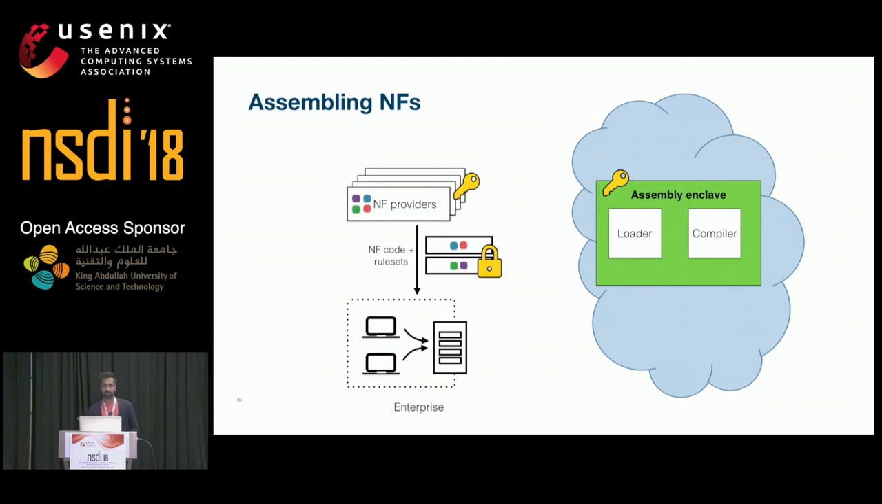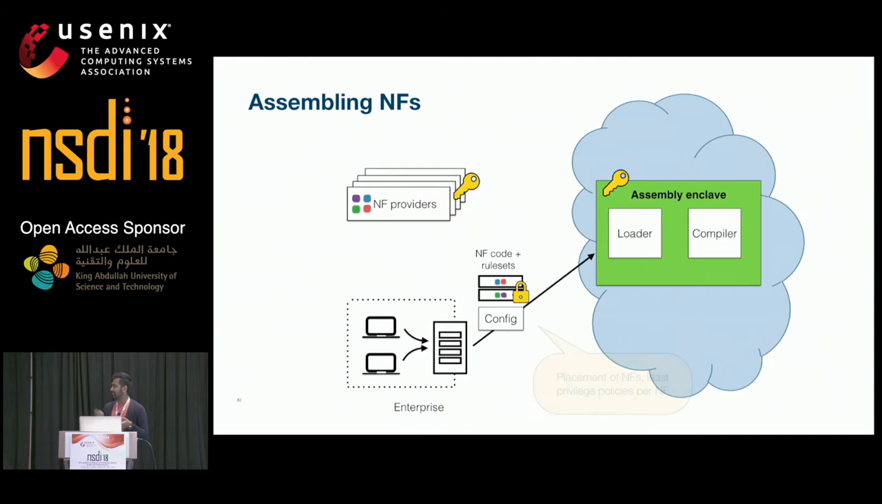They use the key to encrypt their code and rule sets and send the encrypted code to the client enterprise. The client enterprise attaches a configuration file to this bundle of NF code and rule sets, and this configuration file essentially contains the placement of these NFs when stitched together in a chain, along with the least privilege policies that the compiler needs to enforce. This bundle is sent over to the enclave. It's decrypted first.